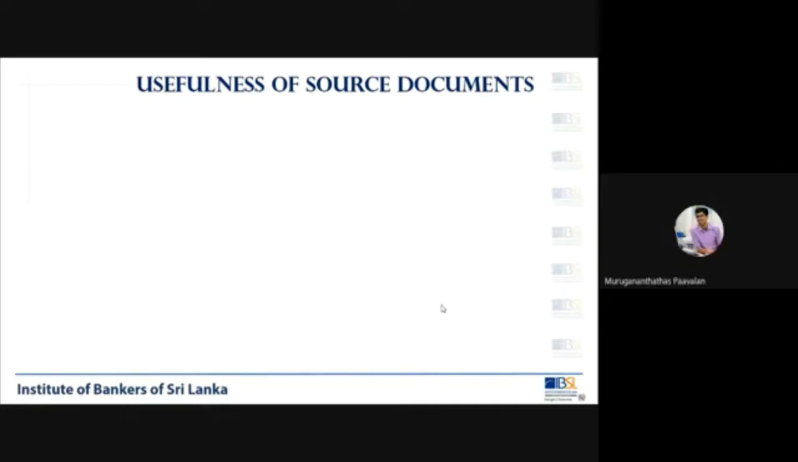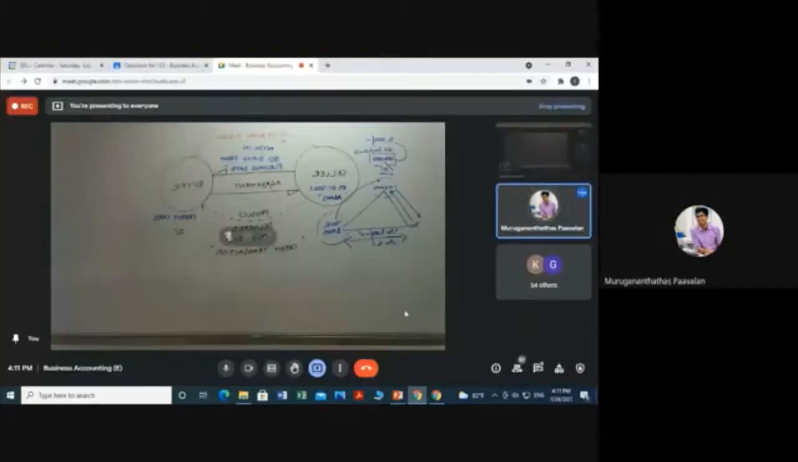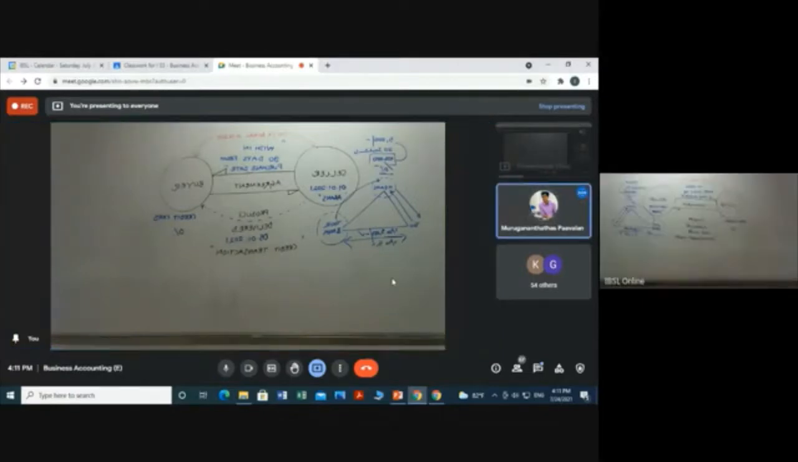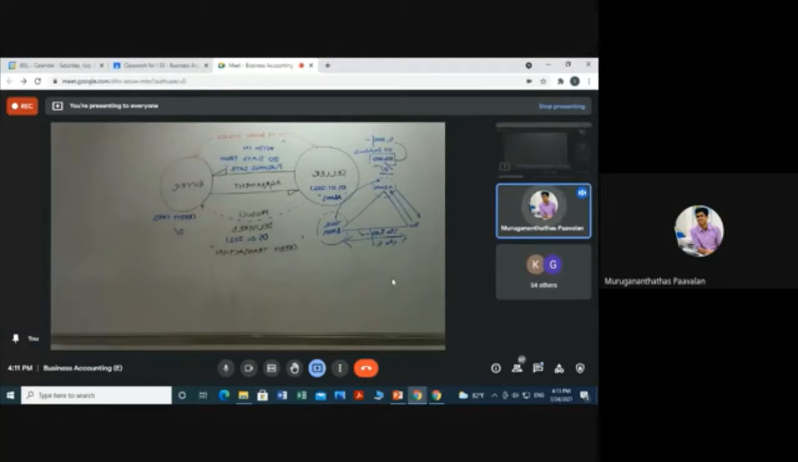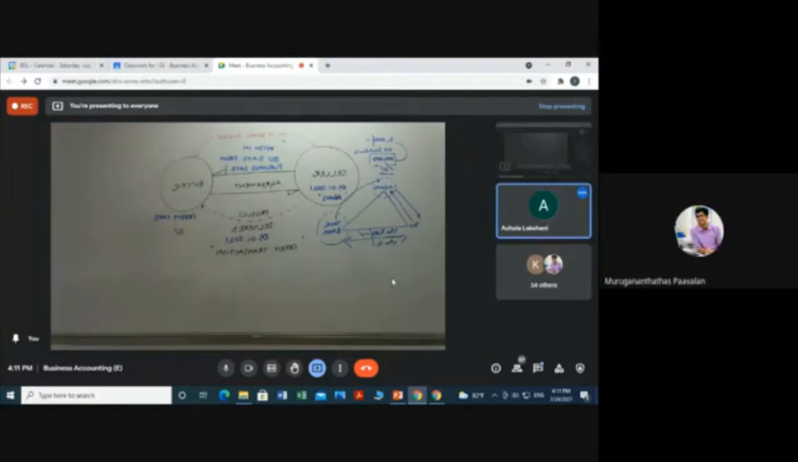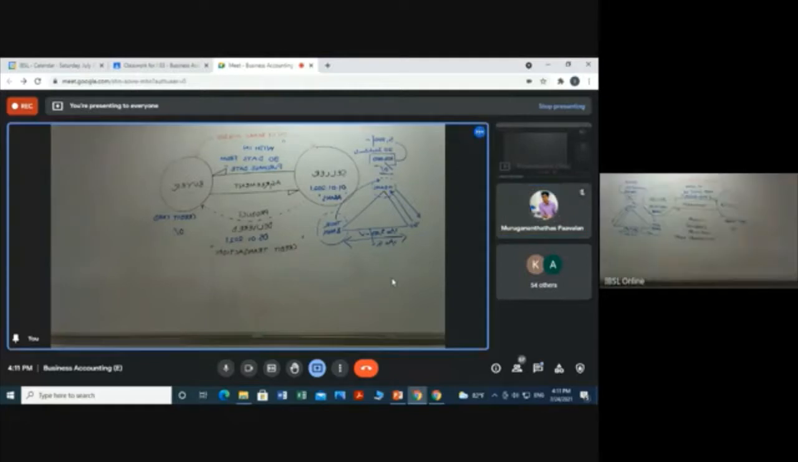No. What do you say? They need to fill in the slip. What is that slip called? That is a deposit slip. Am I correct? Yes, that is a deposit slip. Now, tell me why you would want that? That is a physical evidence to prove the transaction. You are using a very important word there. That is the evidence.